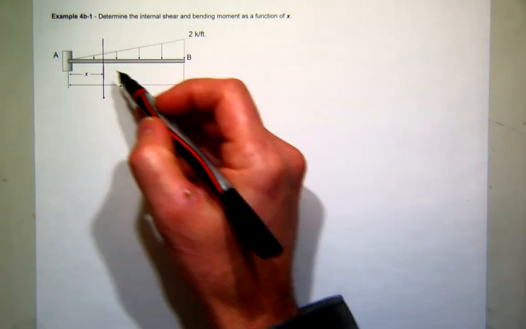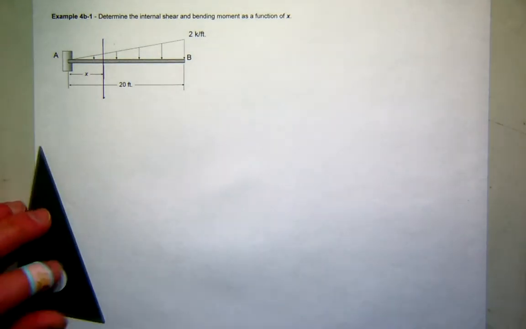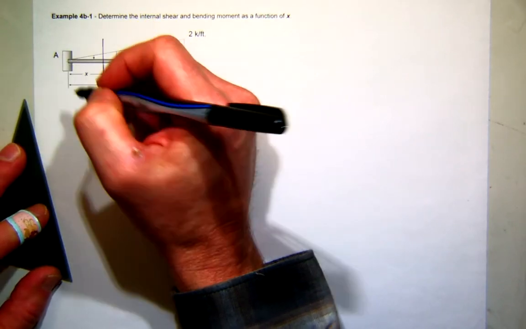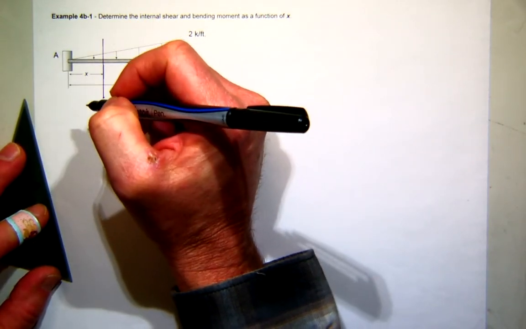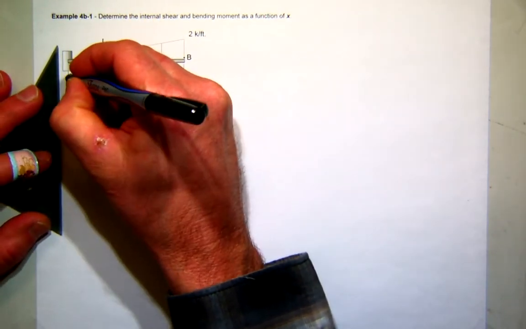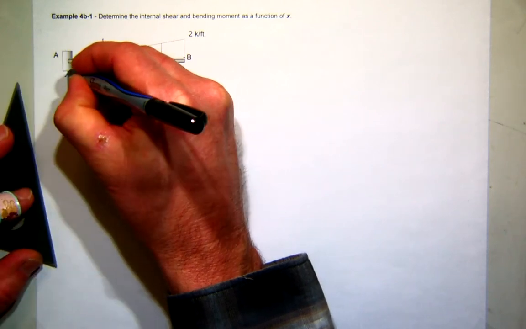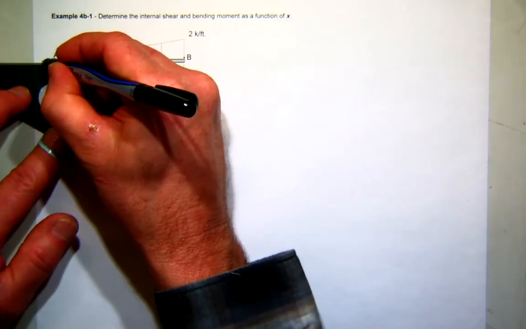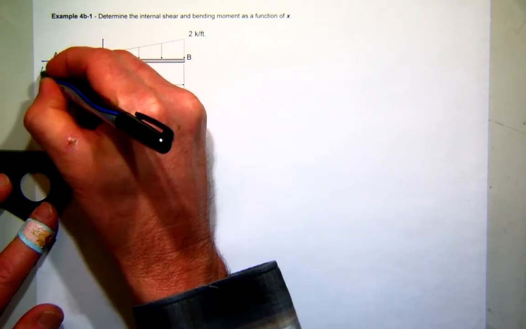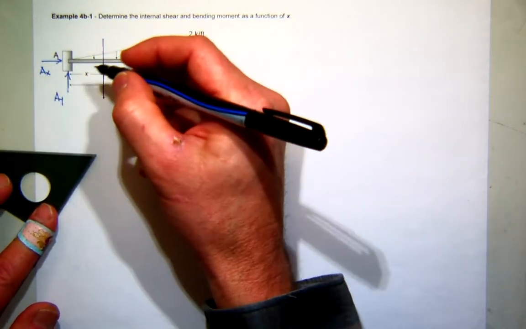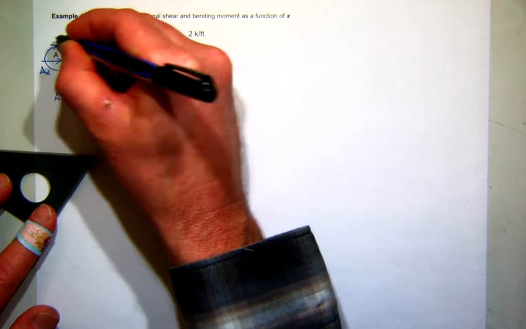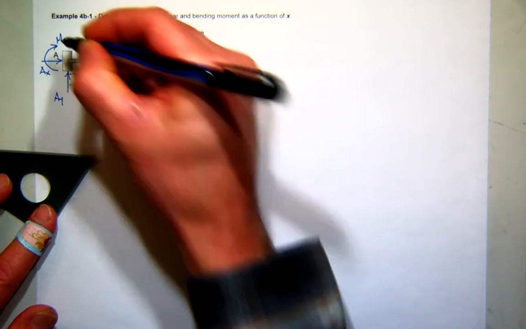So the first thing I want to do is find my reactions at A. So I'm going to assume at A that I have a force AY acting up, AX, and a moment at A.